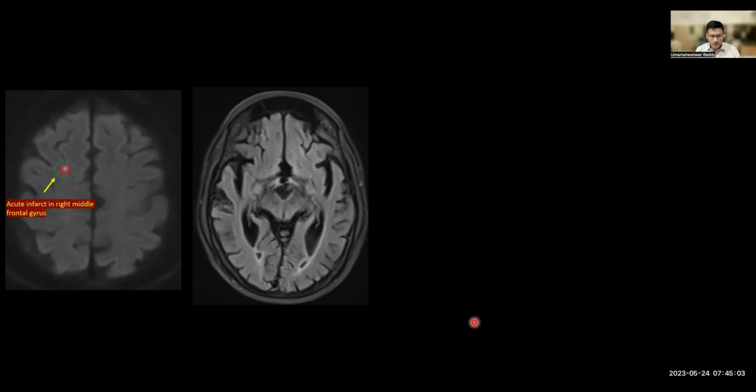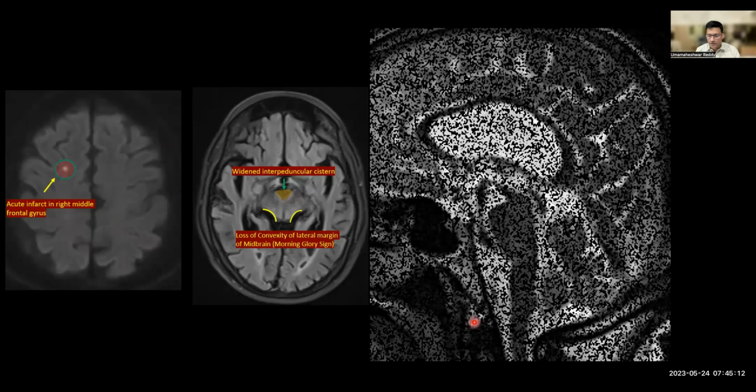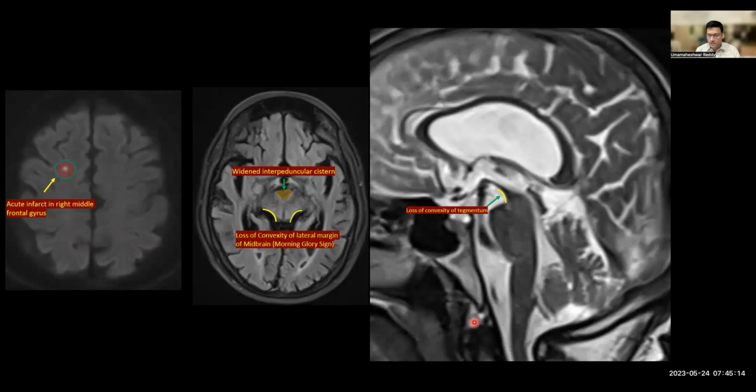Okay. So this is an acute infarct. Then there was a widened interpeduncular cistern in the first slide, and there was loss of convexity of the lateral margin of the midbrain. And you could see the loss of convexity of the tegmentum. And this is the thinning of the superior colliculus. And there was clear loss of superior convexity of the midbrain with atrophy.